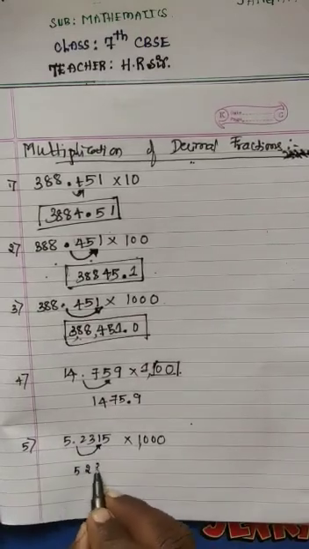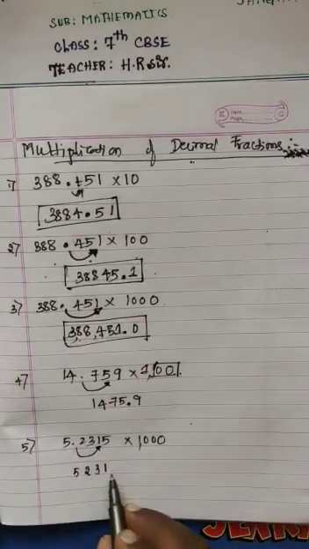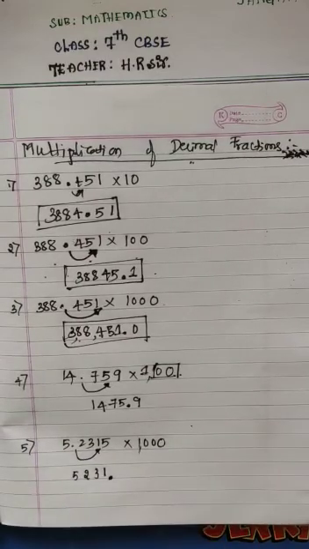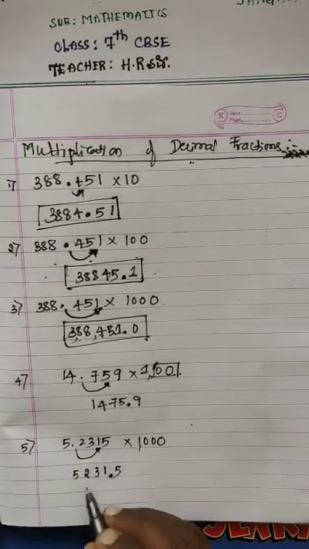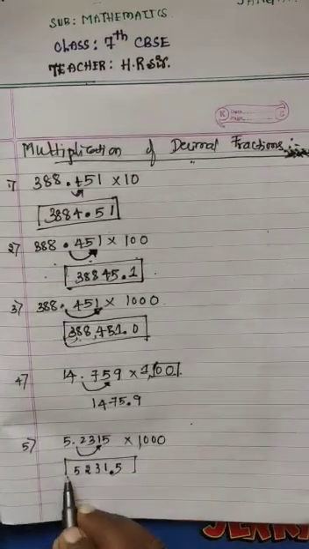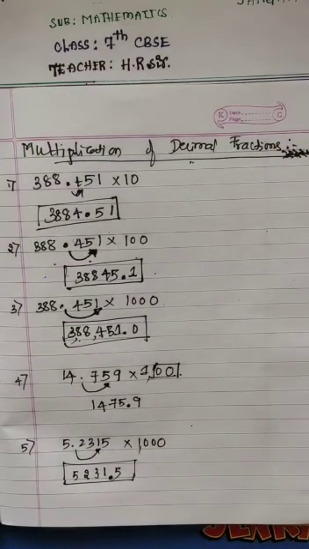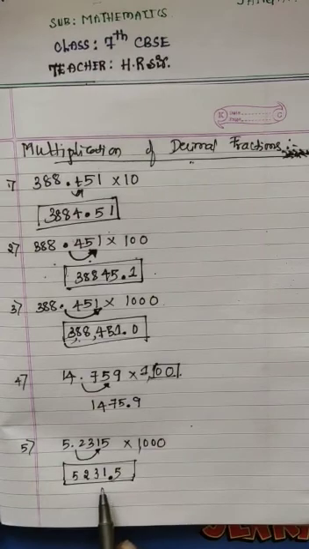So that is 5, 2, 3, 1, and after 3 decimal places the decimal point will move. So it can be read as 5231.5, right? In this, 1 is in the units place, 3 is in the tens, 2 is in the hundreds, and 5 is in the thousands according to the Indian place value chart, isn't it, children? Okay.